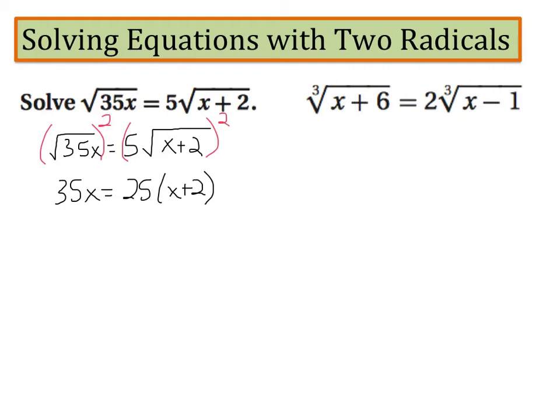Now we're in good shape. This is a pretty simple algebra problem. So I have 35x equals 25x plus 50. Subtract 25x from both sides. I'm left with 10x equals 50, x equals 5.